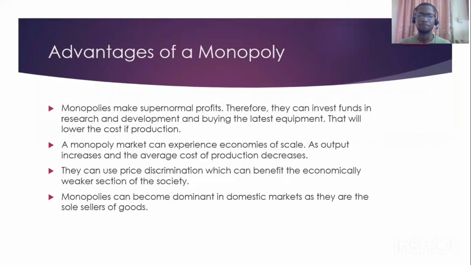Advantages of a monopoly: monopolies can make supernormal profits. Therefore, they can invest their funds in research and development and buy the latest equipment. They will lower the costs of production. In the market, they can experience economies of scale as output increases and average cost of production decreases. They can use price discrimination, which can benefit the economically weaker section of society. Monopolies can become dominant in domestic markets as they are the sole sellers of goods, so they can be competitive in regional and international affairs.